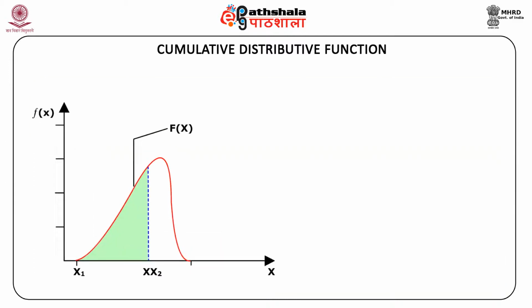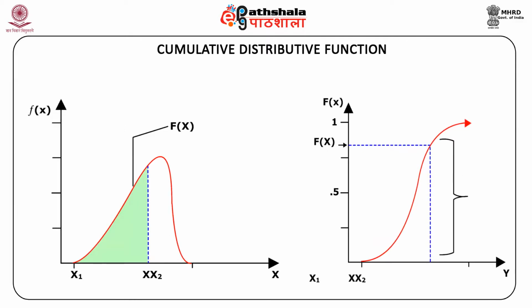It is equal to the total area under the density curve f(x) to the left of x, as shown in the figure. F(x) is a rising curve up to a maximum of 1 because the total of probability for all the possible outcomes in any experiment is 1. This is shown in figure 2.